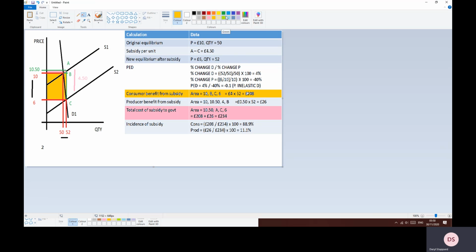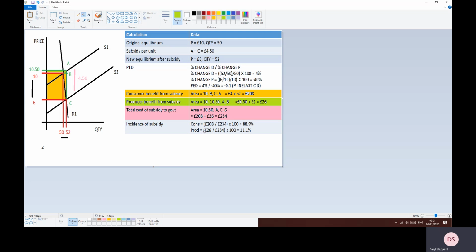The producer will benefit from the top section of the subsidy. So that is this green area, the top remaining bit. Okay, so the remaining 50p, the gap between £10.50 and £10, is what goes to the producer. So they will get 52 lots of 50p, so £26. Right, so again, those two shaded areas now, the orange and the green, would show the total cost of the subsidy to the government, which we now know is £234.